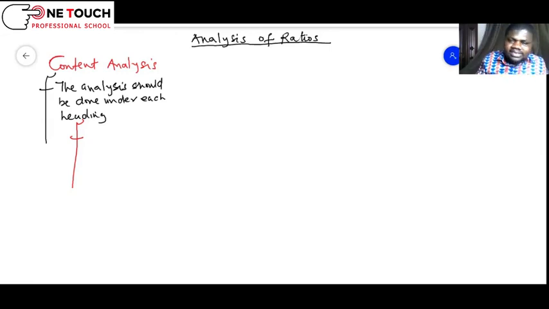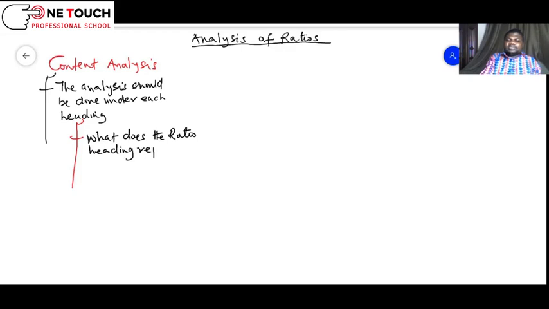So you tell us, what does the ratio heading represent? You said profitability ratios, then what is it? What is it used for? At least one or two lines telling us what the ratio represents. That one alone will give you some marks, at least M1 or M2, 2 marks or 1 mark.